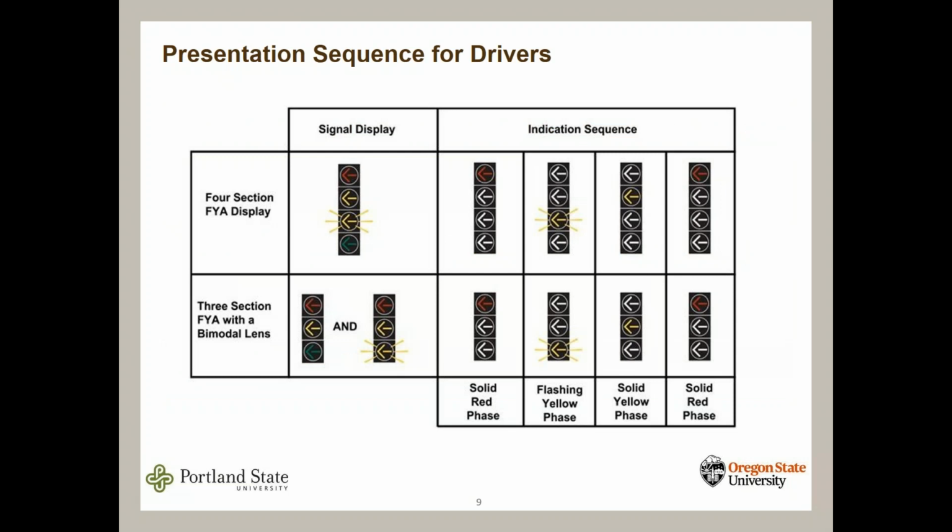Here's some information on the individual displays and the sequence of indications that we used for both the 4-section vertical and then that 3-section bimodal lens. At the time we were doing this work, which is a couple of years back, bimodal lenses for FYA applications were more novel than they are today. We didn't have interim approval as of yet.